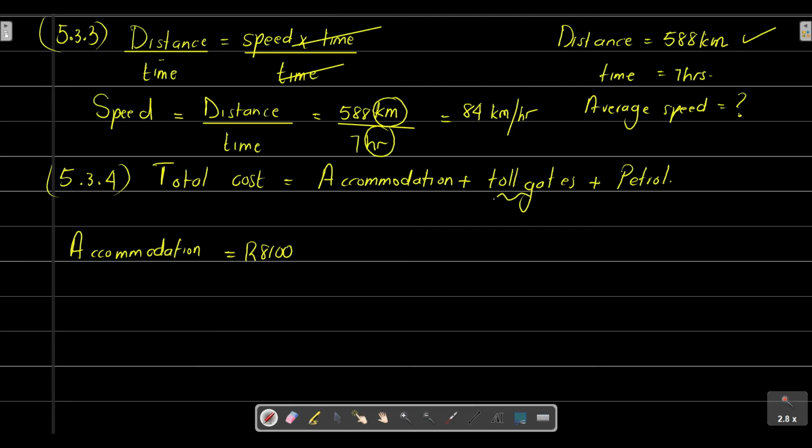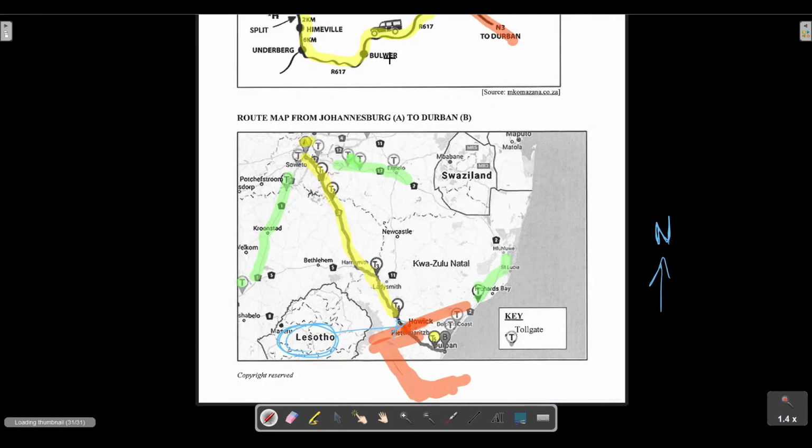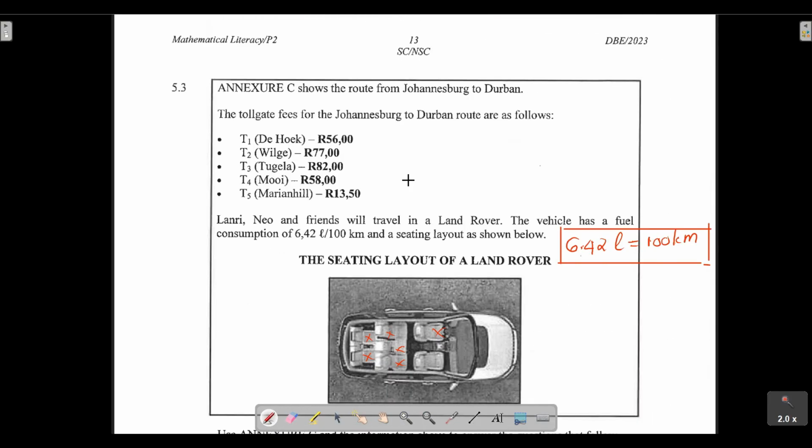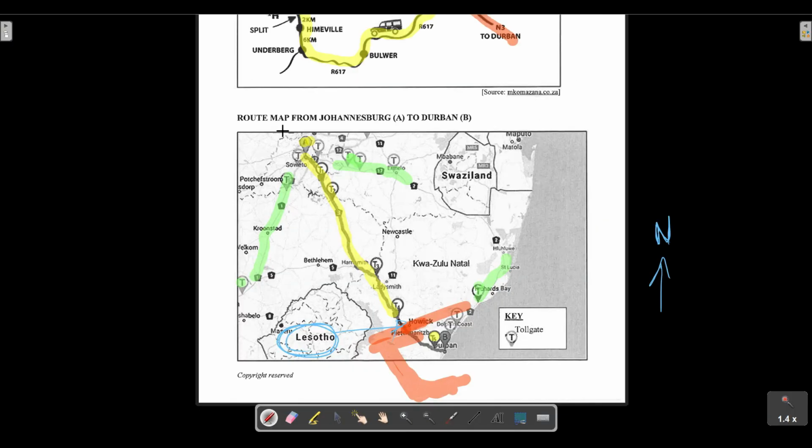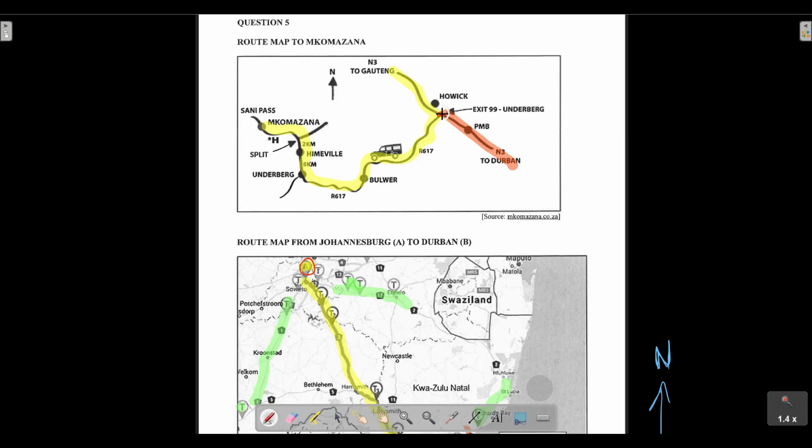Now, how much are they going to pay for the toll gate? I'm going to look at the information that is given to us. We are given 5 toll gates here, but you need to be careful. Don't just add all these toll gates, because there's a toll gate that we are not going to reach. If you have a look at this map, I've already highlighted that we're moving from point A and we're not going to point B, because we exit just after Howick. We exit just after Howick, remember, then we go to the left there.